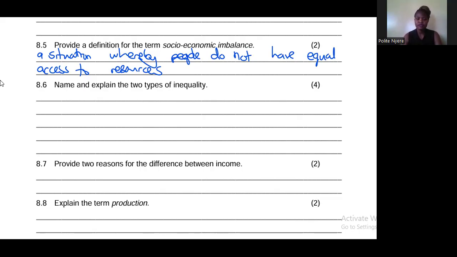Name and explain two types of inequality. So we have number one, inequality of income. Some people have more income than others.